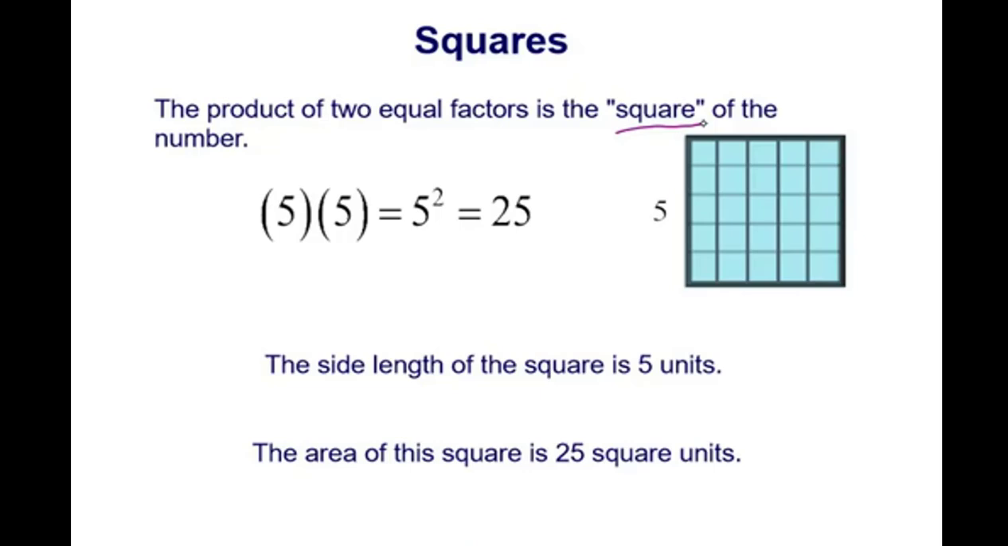If we have a square where the side length is 5 units, the area of the square is going to be 25 square units. And this is because the area of a square is the side times the side. So 5 times 5, which is equal to 5 squared, or 5 to the second, is equal to 25.